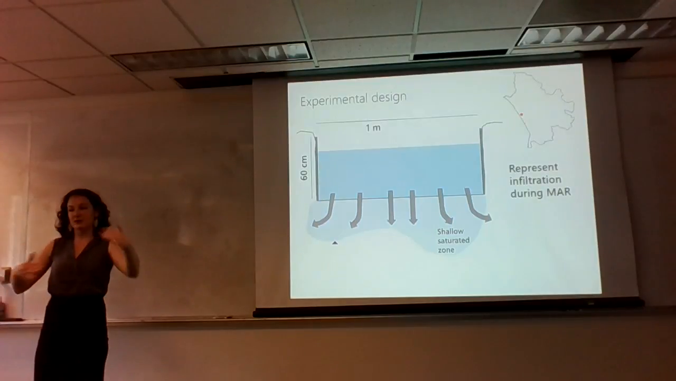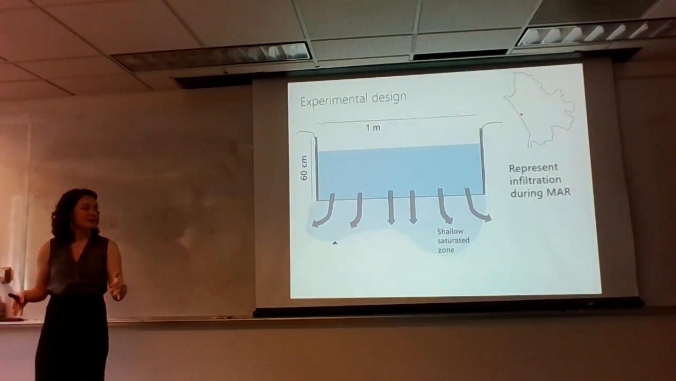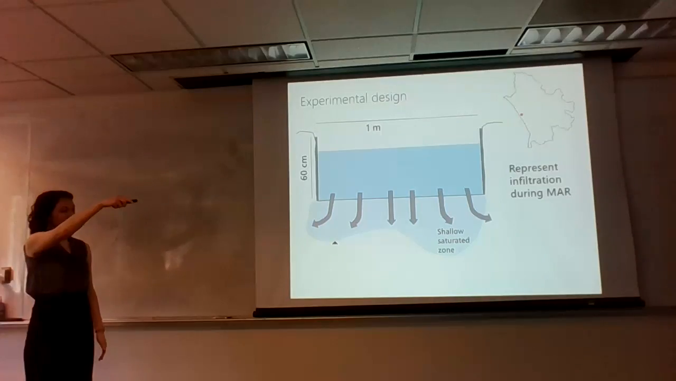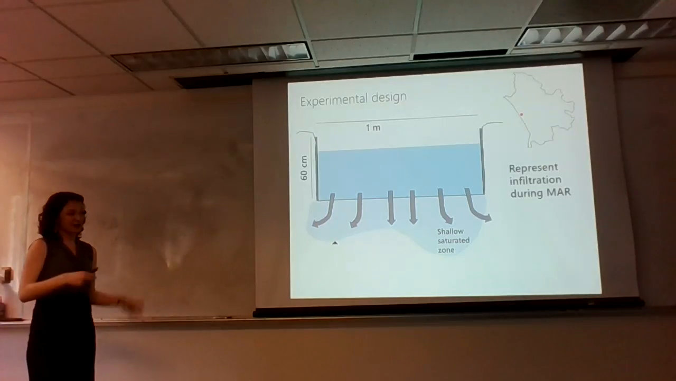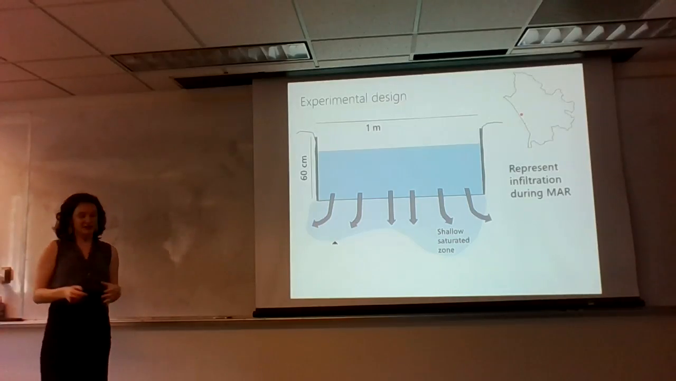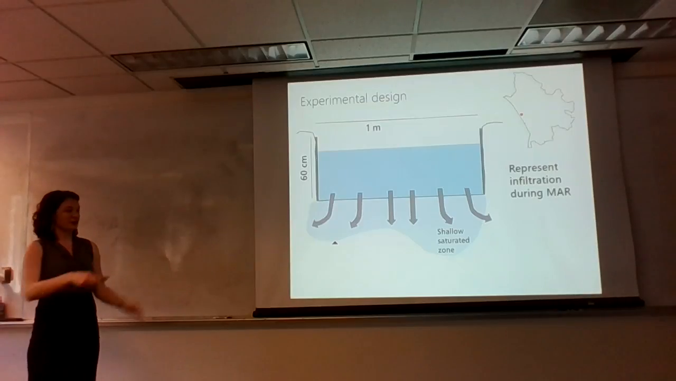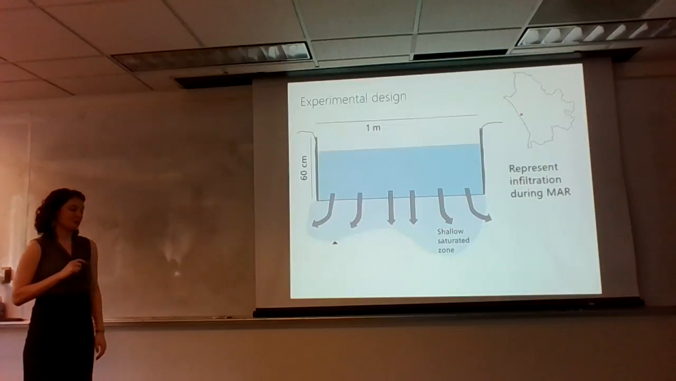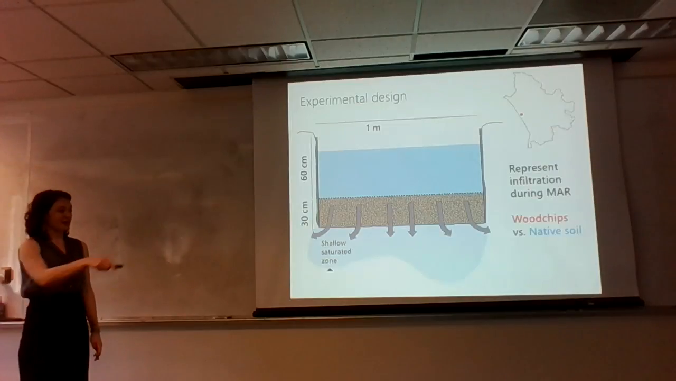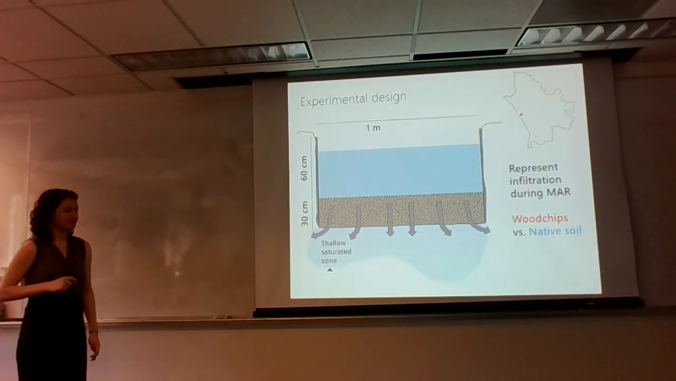This is a cross-section representing our experimental design. So we dug 4 meter square plots in the field and filled them with water so that water would continuously infiltrate, representing conditions you might see during managed aquifer recharge. Of our 4 plots, 2 of them look like this, which had native soil right below the plot. And another 2 plots had a layer of wood chips like shown here.